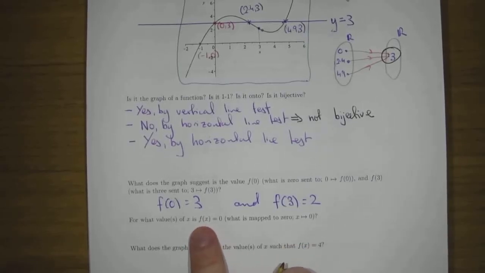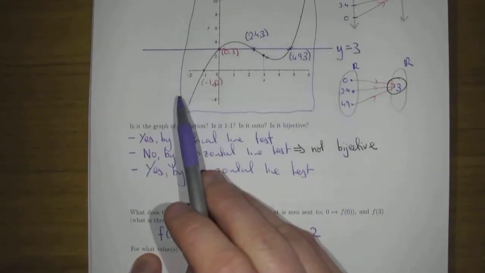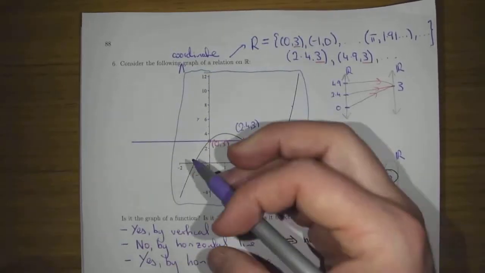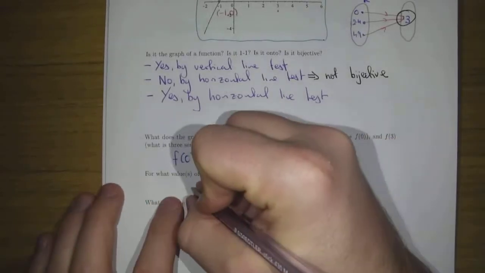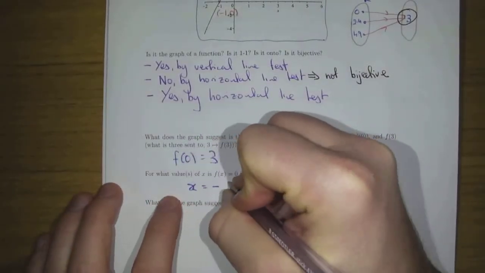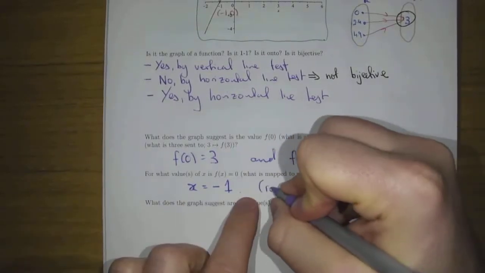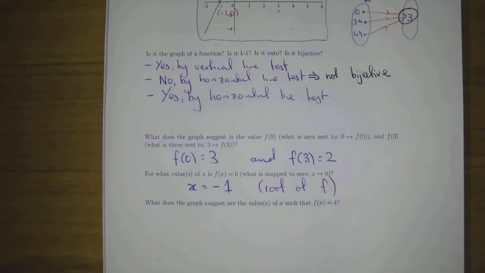For what values of x is f of x equal to 0? So remember, the f of x is the y coordinates. So where's the y coordinate equal to 0? So if we draw across from where the y coordinate is 0, it's along here. We see the point here, -1. So basically x equal to -1 is sent to 0. And this is what is called the root of f. So the root of a function is a value, an input, that produces the output 0.